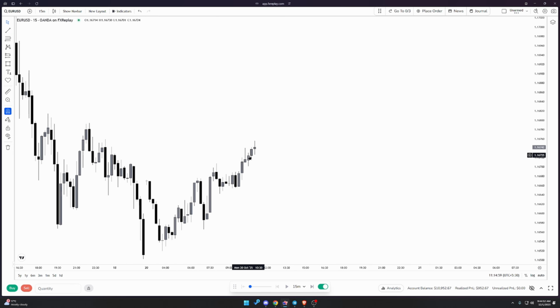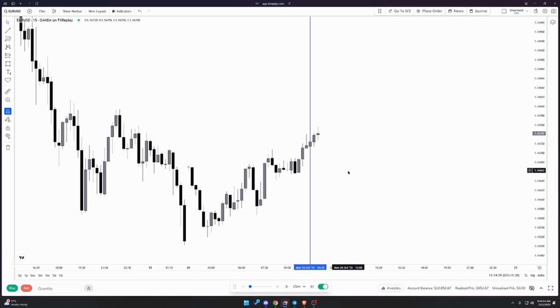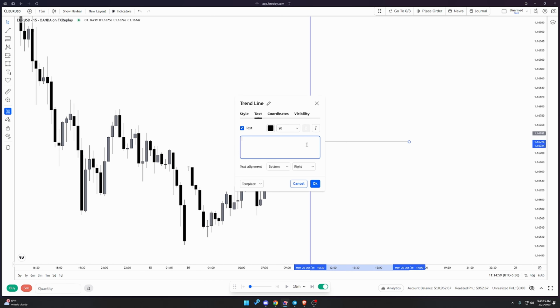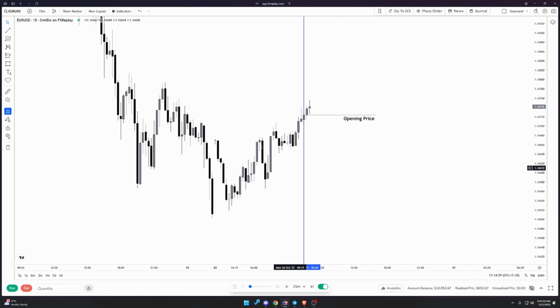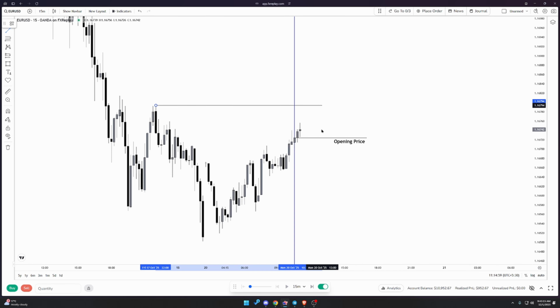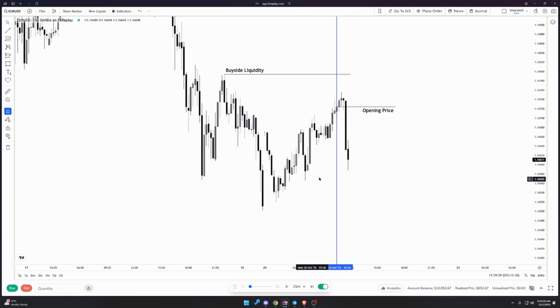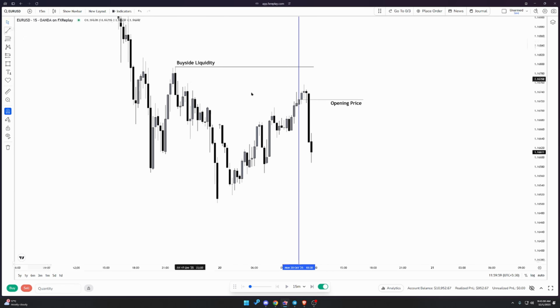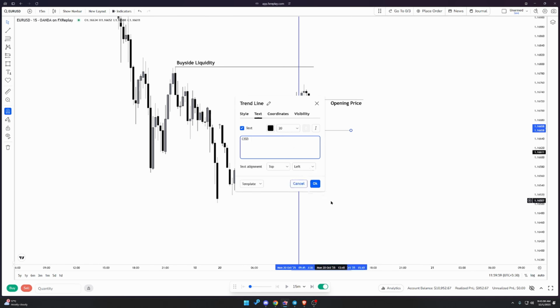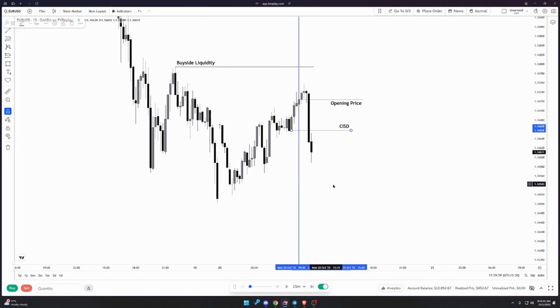So now here we have our midnight open candle. We will again mark our midnight opening price and wait for price to go above the opening price. We also have a high above the opening price, which I will mark as my buy side liquidity. Now look here and notice that the price went above the opening price, didn't take out our buy side liquidity, but gave us a confirmation by creating a change in state of delivery.